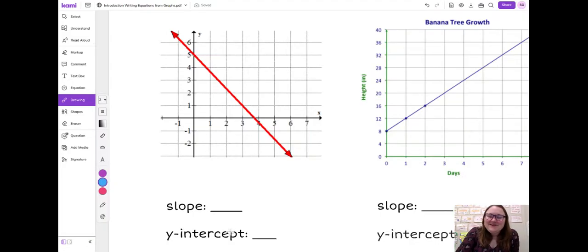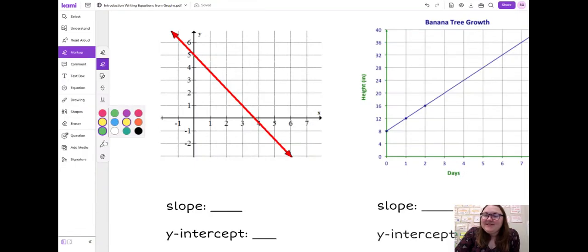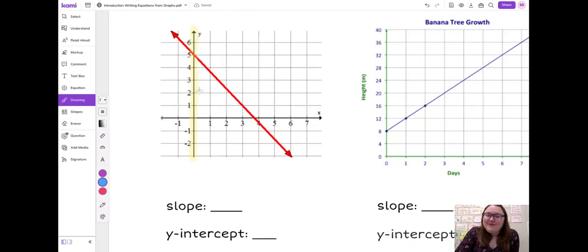I'm going to start with y-intercept because usually for students that's a little easier. To find your y-intercept, you always go to your y-axis. So that's this line right here. And you are trying to find where the graphed line, so the red arrow line right here, and your y-axis intersect. For this graph, they intersect right here at the number 5. So my y-intercept would be a positive 5.